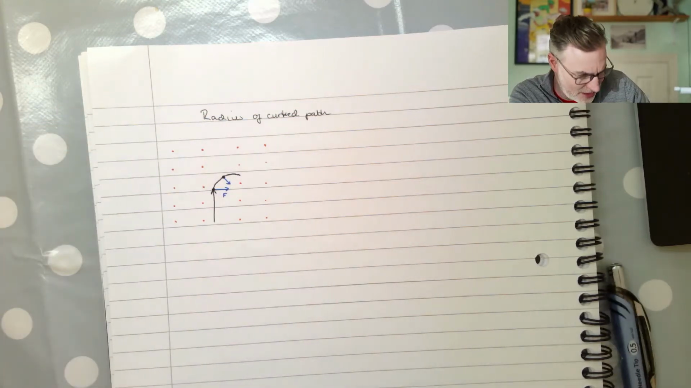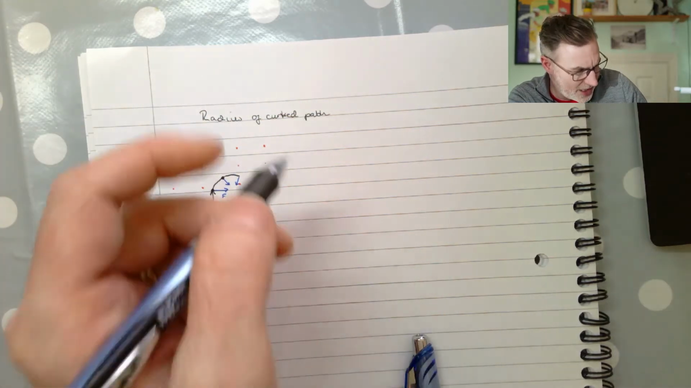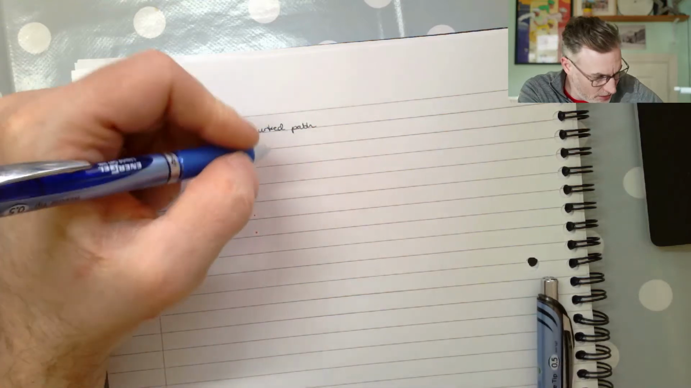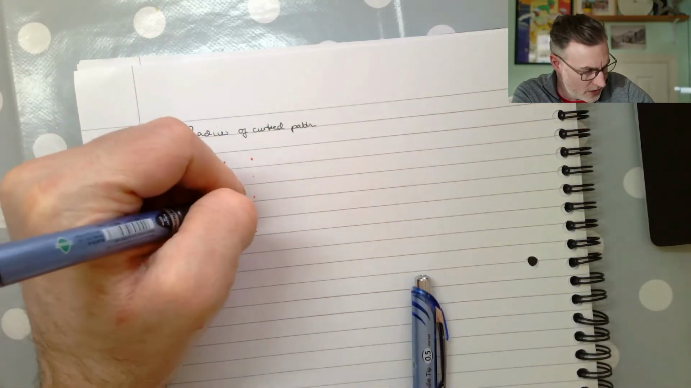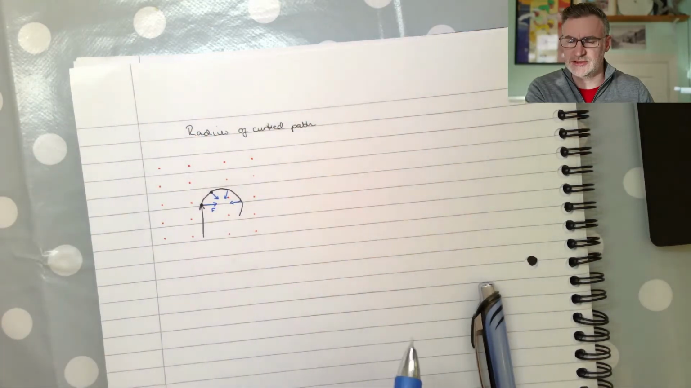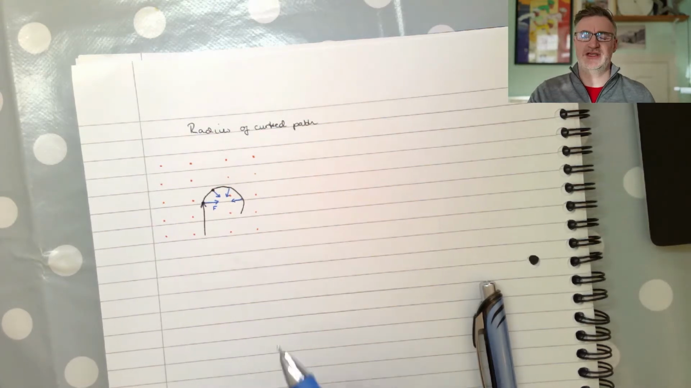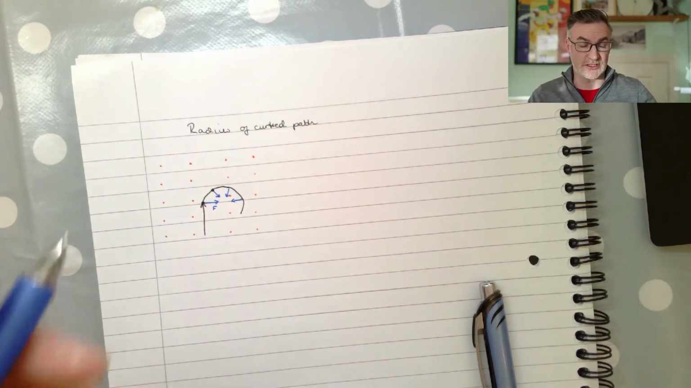And as it keeps turning, we're always going to get this force acting at 90 degrees, and it's going to be in towards the center of a circle. Circular motion, where the force is always acting in towards the center of that circle. Wait a minute, that's called centripetal force. That's what causes circular motion in the first place.